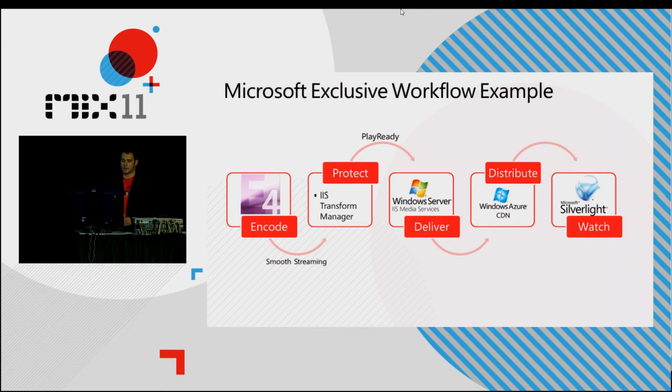So we start by using Expression Encoder 4, for example, to encode the video to smooth streaming. Then we take those smooth streaming files and maybe we hand them over to the IIS Transform Manager to apply DRM protection to it, which uses PlayReady DRM. So then we take those files, we put them on a Windows server running IIS Media Services, and we use IIS Media Services to deliver these files using smooth streaming over to the client.